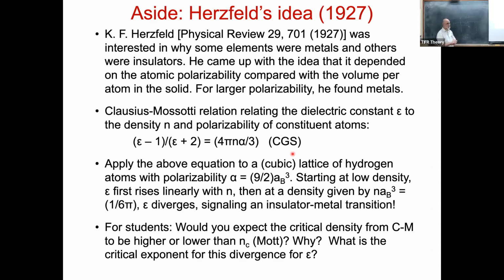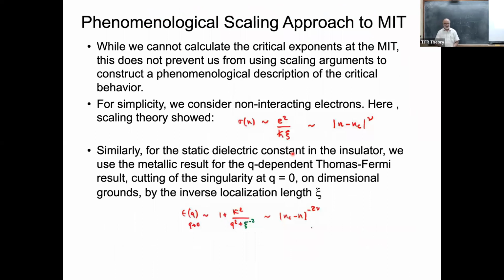And there's a question I've left for the students, which is, would you expect this number to be higher or lower than the Bhatt number, and why? And what is the critical exponent for this divergence? So absolutely, you can work that out from this equation there. It's not very difficult, and I'll leave it for you. Take care of that. So that was just sort of trying to motivate the fact that there's actually something diverging that's critical on the insulating side as well. That's the DC dielectric constant. The DC dielectric constant goes to infinity at the metal insulator transition, just like the conductivity goes to 0 on the metallic side.